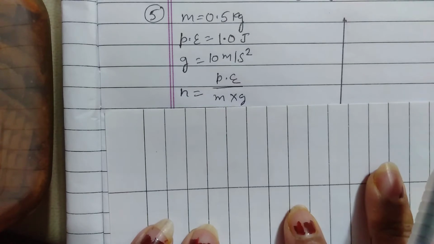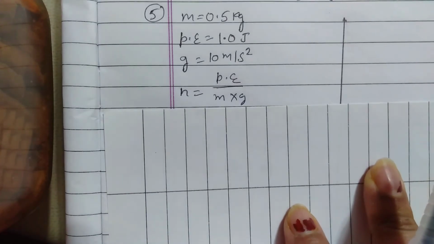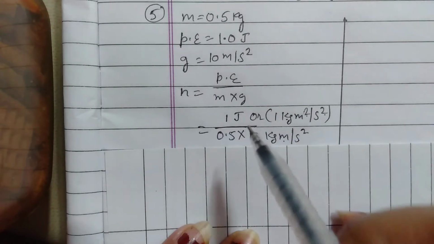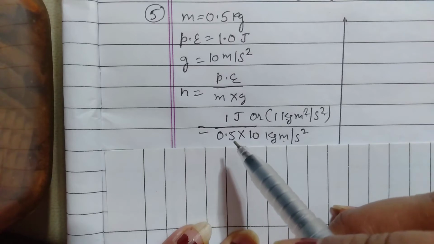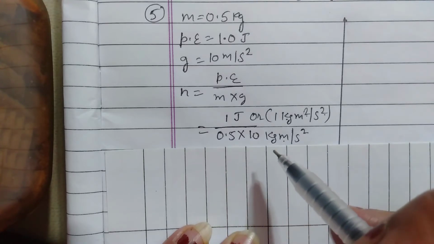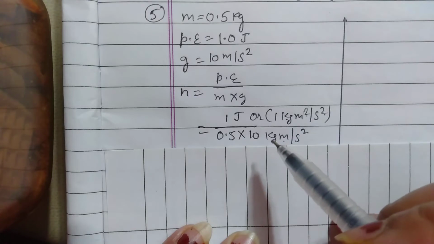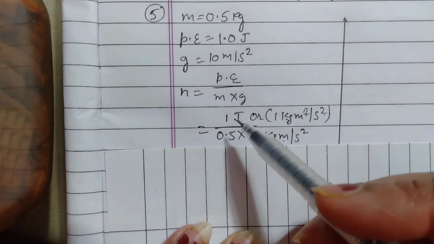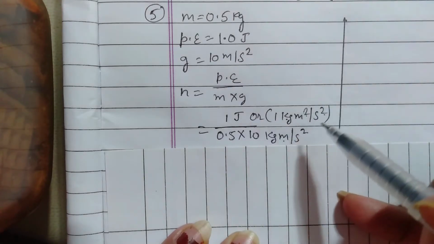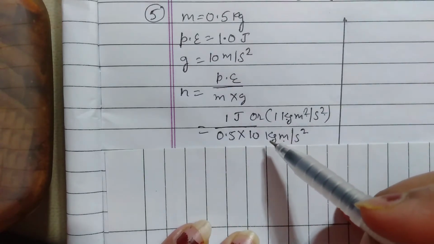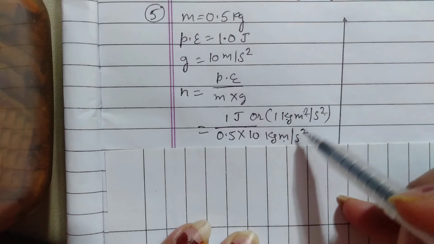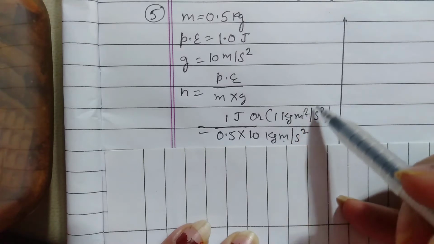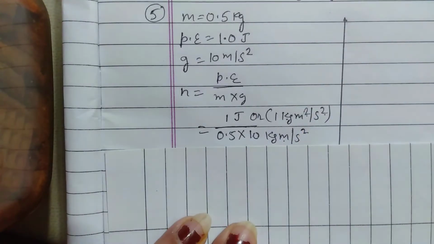So height will be equal to potential energy divided by the product of mass and acceleration due to gravity. So we can write 1 joule divided by 0.5 kilogram into 10 meter per second square. I have combined 0.5 kilogram and 10 meter per second square, and 1 joule means 1 kilogram meter square per second square. If you check, kilogram will cancel kilogram, second square will cancel second square, and 1 meter will cancel 1 meter from the square power. So the remaining unit will be only meter.